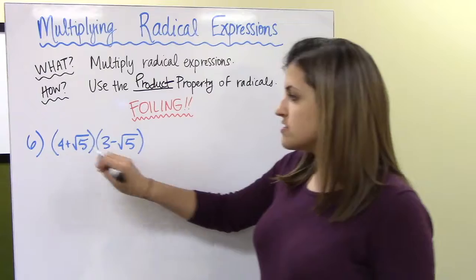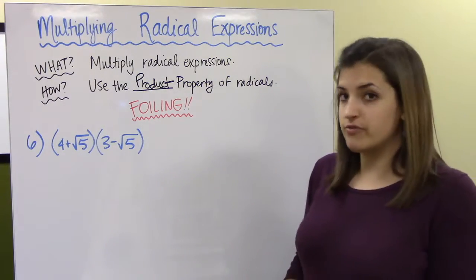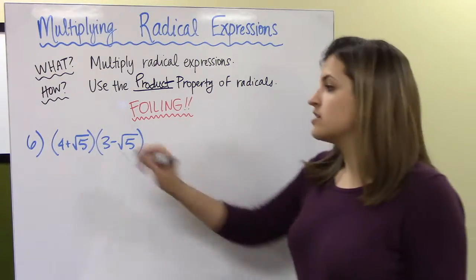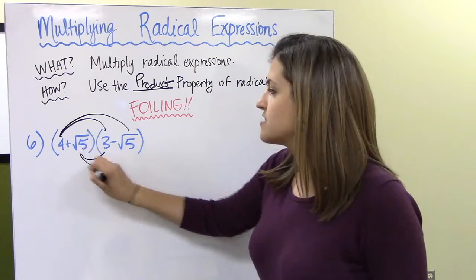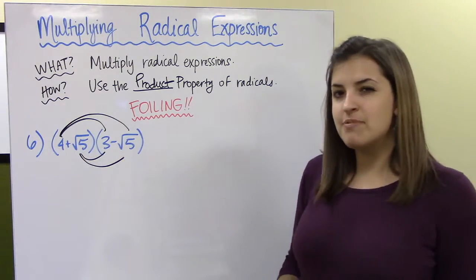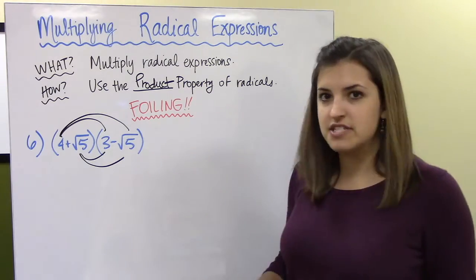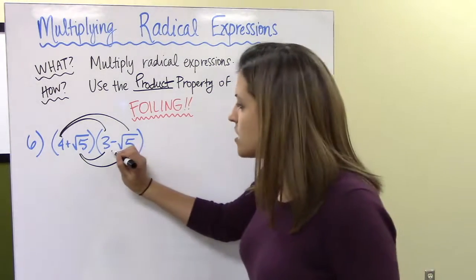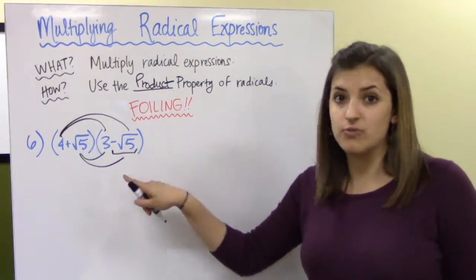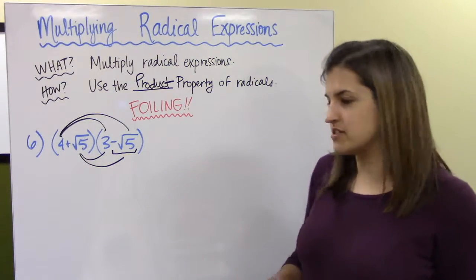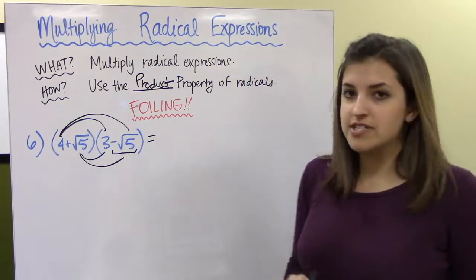So we have 4 plus the square root of 5 times 3 minus the square root of 5. So I'm going to do first, outside, inside, last. And just a little tip, this is what I like to do when I have negatives in my expressions. I like to underline that negative with my term so that I make sure to multiply the negative through. Otherwise, it can sometimes get lost in the shuffle. So let's do this out.